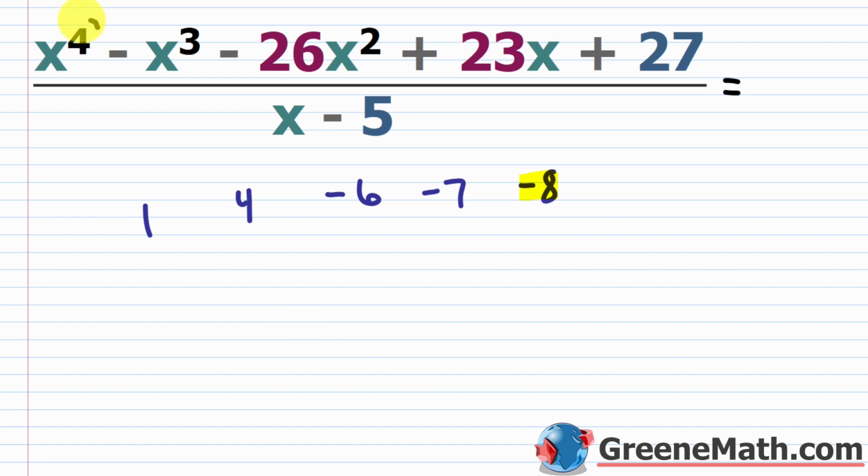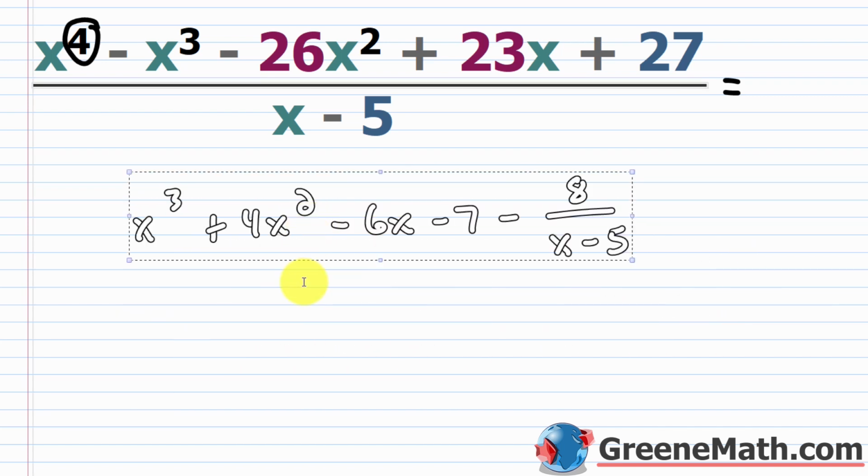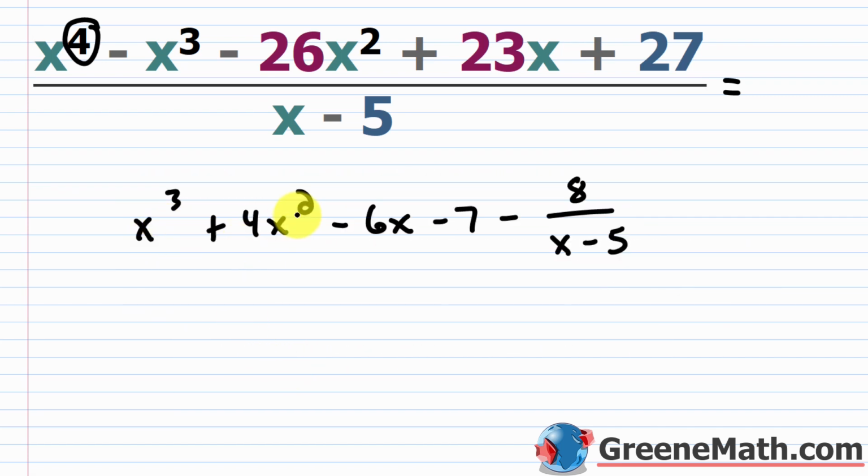And so again, this is a 4 here, so the degree of this polynomial is 4. This guy would be 3. So this would be x cubed plus 4x squared minus 6x minus 7. And then you can go minus, you can go plus negative, whatever you want to do. I'm just going to go minus. I'll put the 8 over the divisor, which is x minus 5. Let's get rid of this. So this will be our answer. I'll just drag it up so it's a little bit more neat. So x cubed plus 4x squared minus 6x minus 7, and then minus 8 over x minus 5.